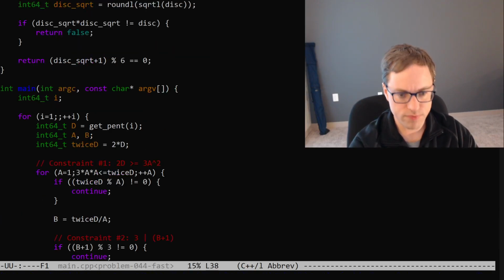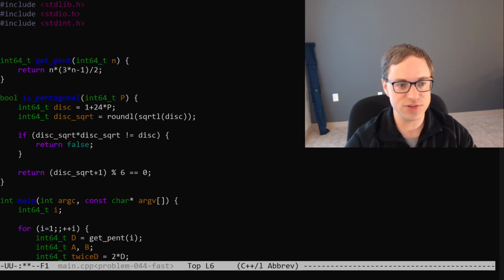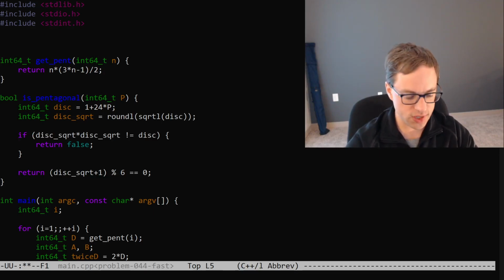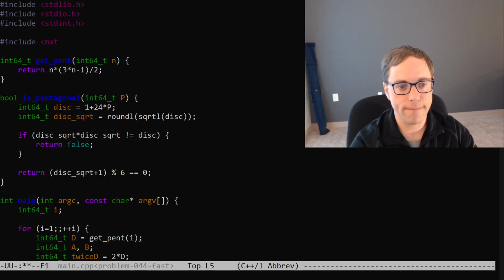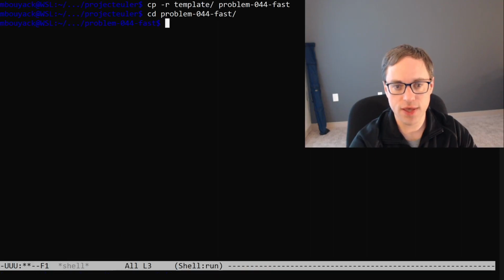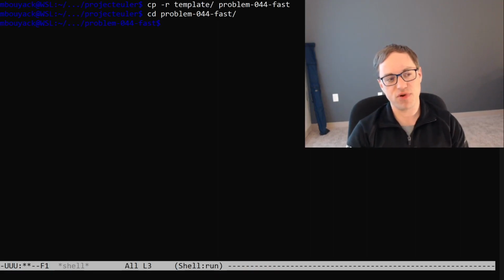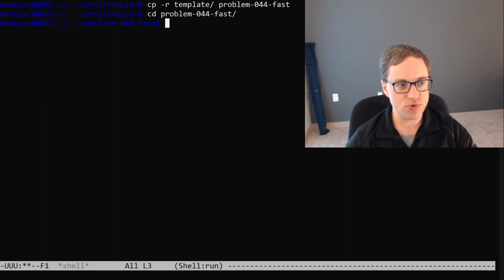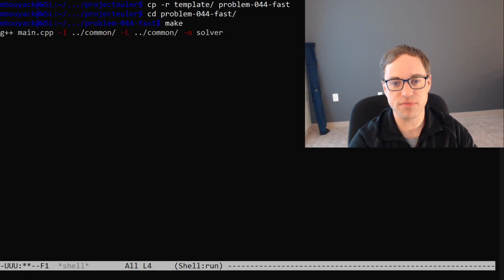Okay. I think that should all be good. Oh, one thing, I always forget the necessary include files. In order to use is pentagonal, which uses some floating point operations, we're going to need math.h. Let's go back to our shell, and before I run our new program for you, let's at least make sure that it builds. It does, that's good.